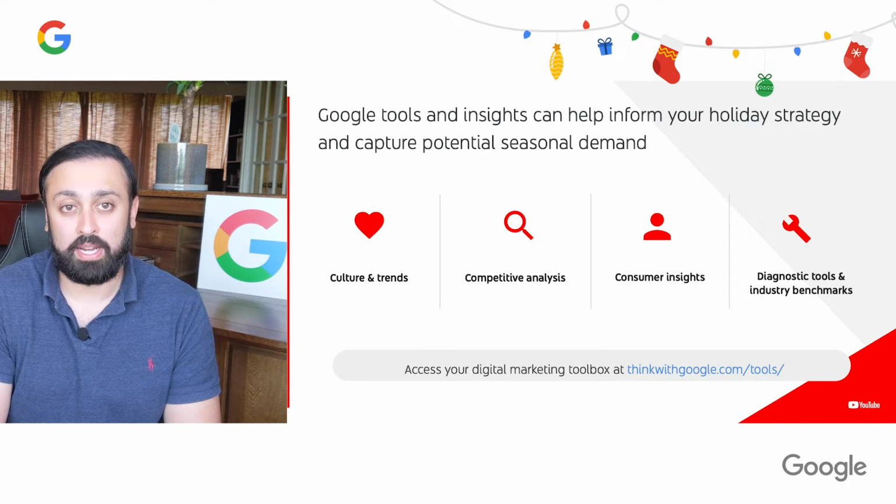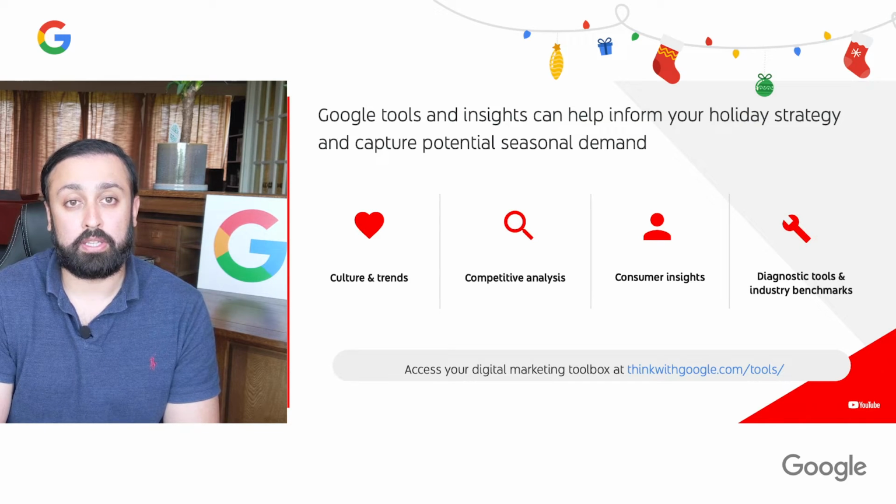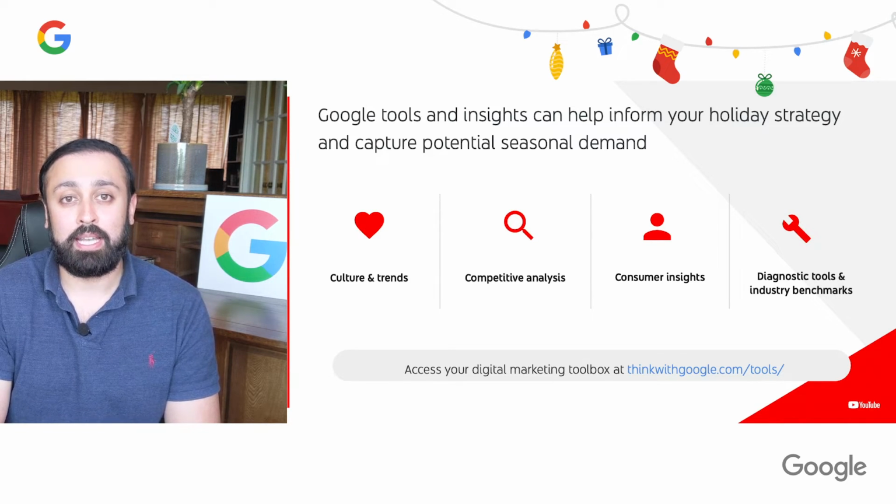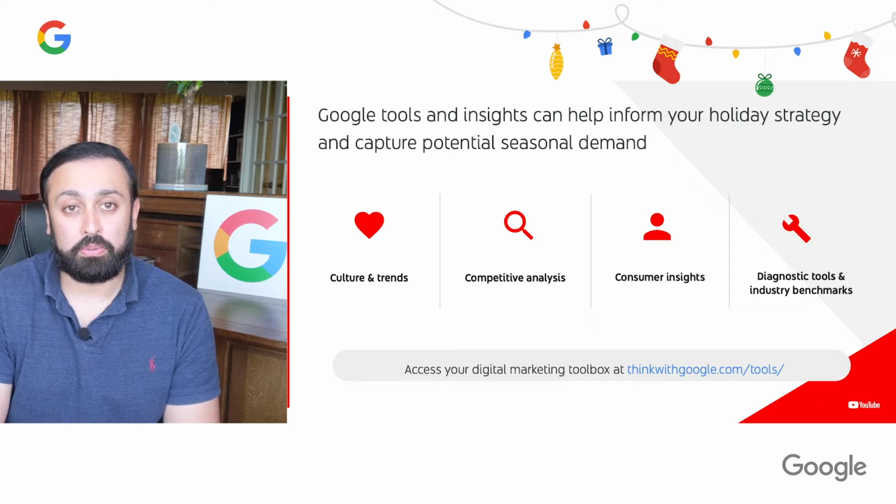So for all these trends, we have different tools that you can use yourself. I just wanted to highlight that if you want to see more about these trends, so you can adjust your messaging if needed, please go to thinkwithgoogle.com/tools to use our trend tools to see what types of trends are happening in your specific vertical.